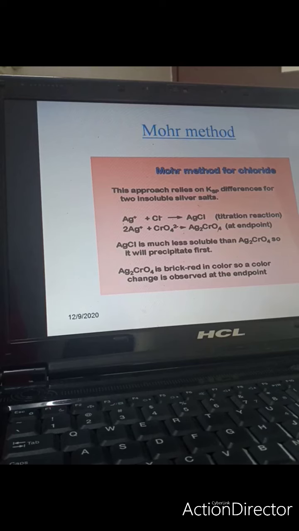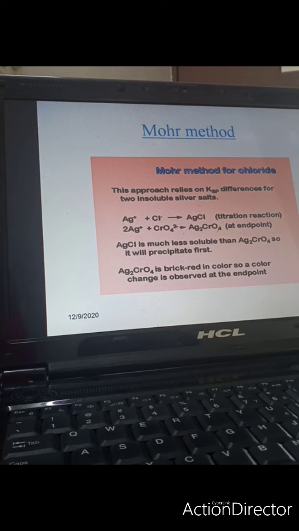First is Mohr's method, in which we will be using silver nitrate as a standard solution. It will be taken in the burette, and in the conical flask we will have the sample which has chloride ions, and potassium chromate will be used as an indicator. So first of all, we will be taking the sample in the conical flask. Let us say we are taking 50 ml of sample which has chloride ions, and then we will add the indicator. 2-3 drops of indicator we will be adding, and then we will be titrating it against AgNO3.